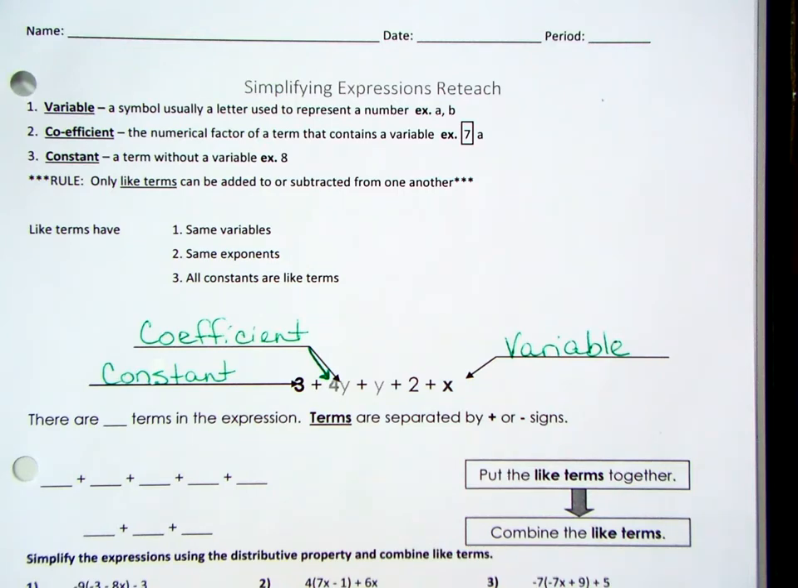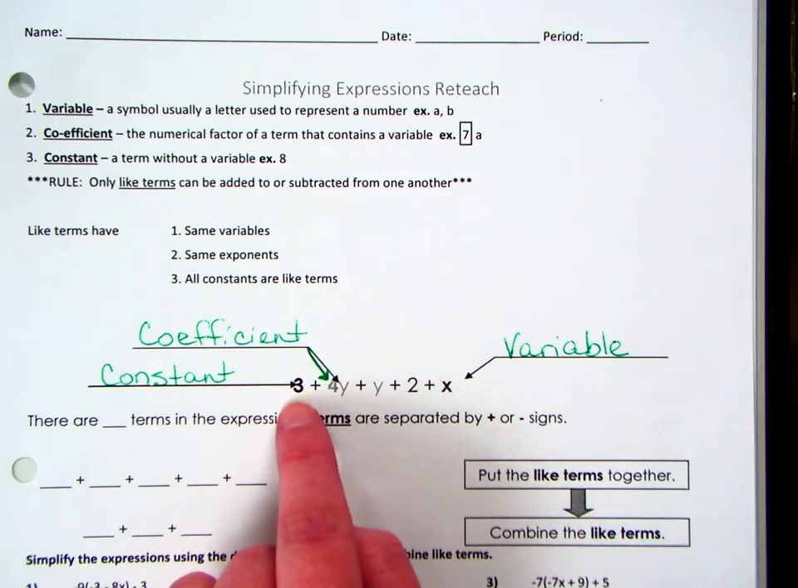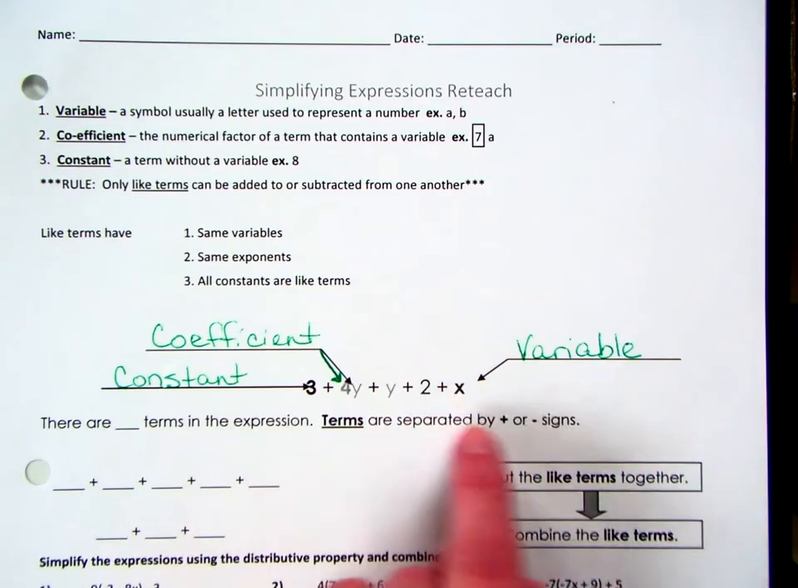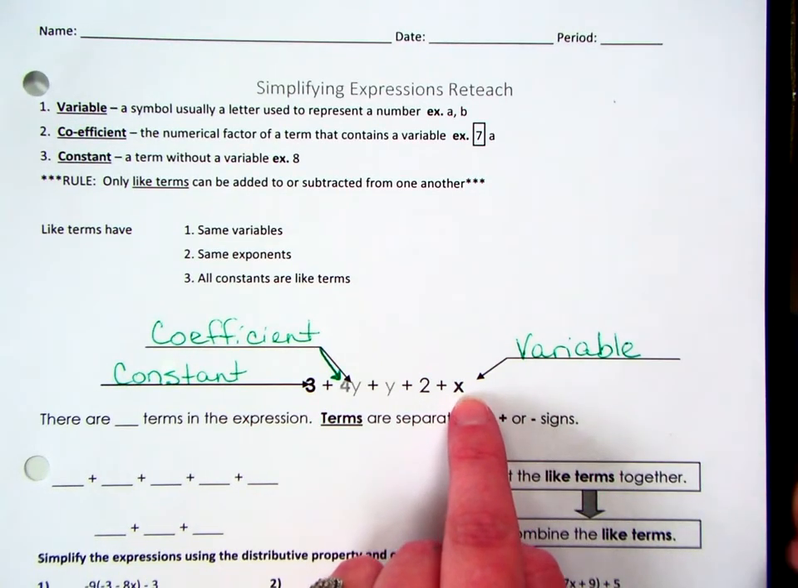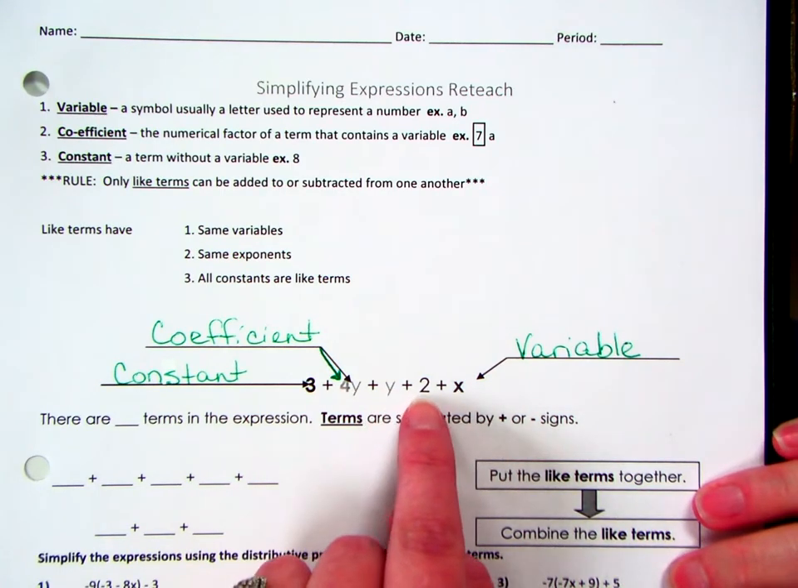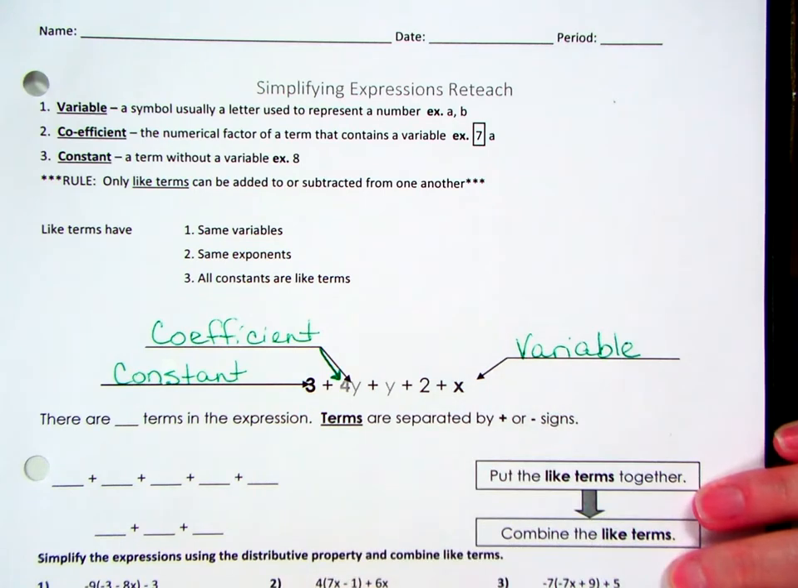So let's take a look at these steps. If they have the same variables, they're like terms. If they have the same exponents, they're like terms. If all are constants, then you have like terms. So take a look right here. We have a constant. The number 3 is a constant. 4 is a coefficient, and x is a variable. There's other constants and variables in here too. We have y, that's a variable, and 2 is a constant because it doesn't have a variable with it.